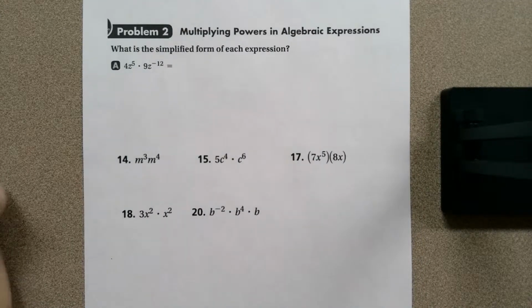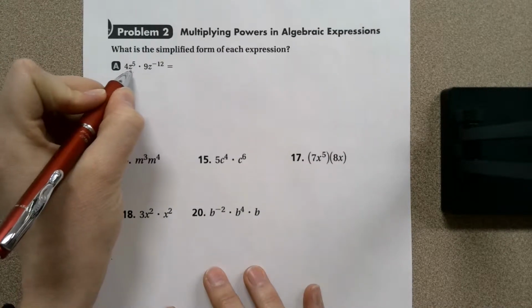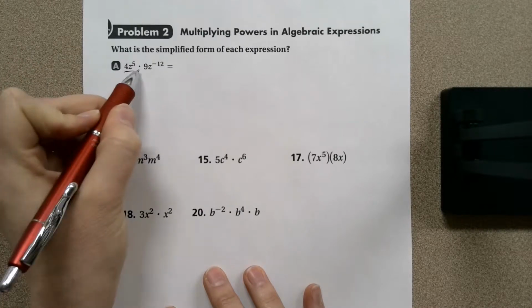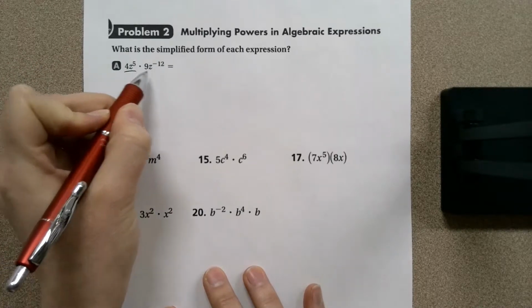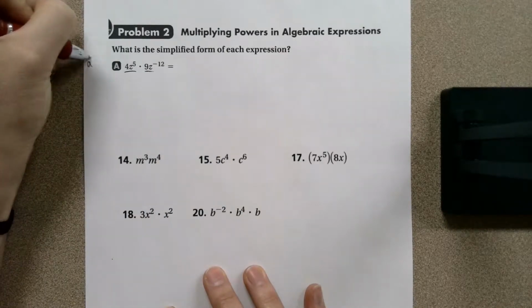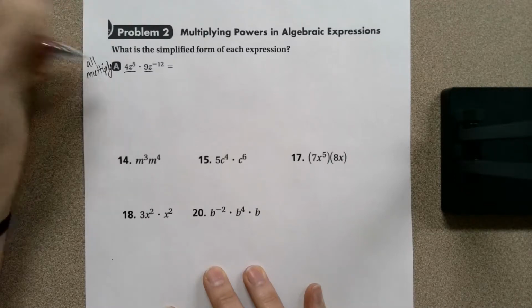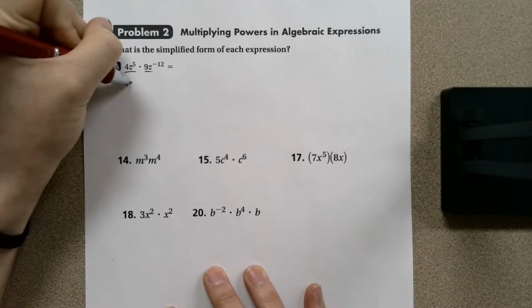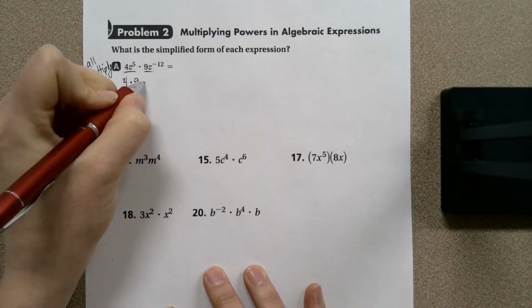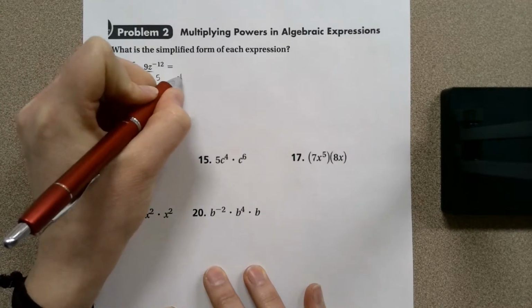We can use our new rule of multiplying powers with the same base to simplify this expression. We see here that this is multiplication. This dot also means multiplication, and we're multiplying the 9 and the z. So if it's all multiplying, it doesn't matter what order we multiply. So we can change it. It can be 4 times 9 times z to the 5th times z to the negative 12th.